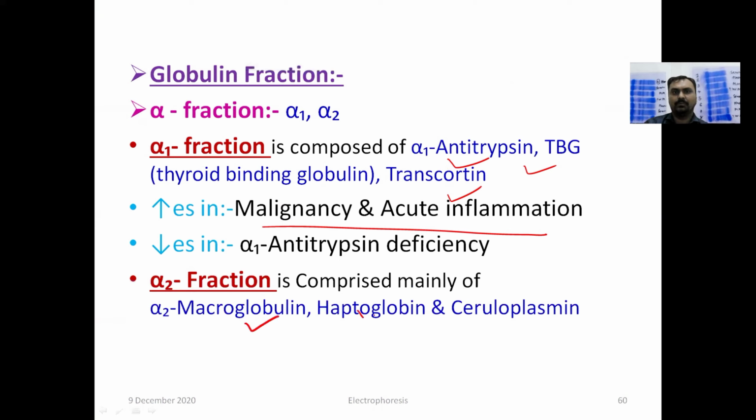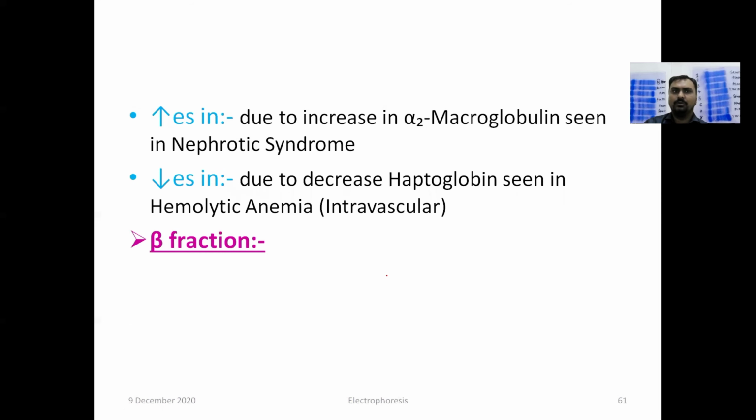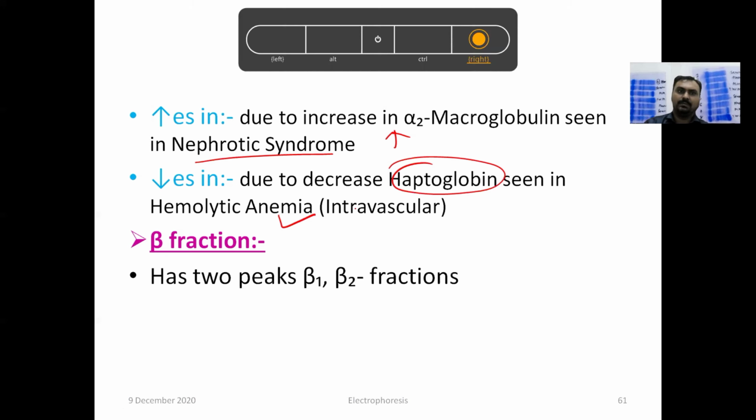The alpha 2 fraction is composed of alpha 2 macroglobulin, haptoglobin, and ceruloplasmin. Ceruloplasmin is a copper binding protein, and haptoglobin binds with free hemoglobin. Alpha 2 macroglobulin is increased in nephrotic syndrome because albumin is decreased, so the compensating globulin is increased. Alpha 2 globulin is a larger molecular weight substance, so it cannot escape through the kidney, so it will be increased. The alpha 2 fraction is decreased in hemolytic anemia, where too much RBC breakdown occurs, and hemoglobin binds with haptoglobin, so the haptoglobin-containing alpha 2 fraction will be decreased.